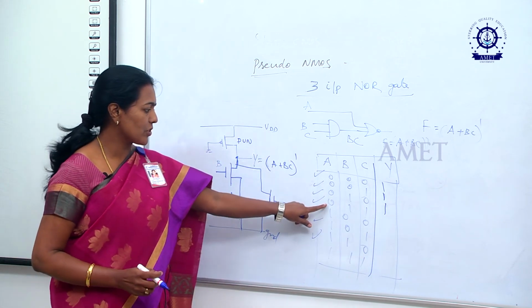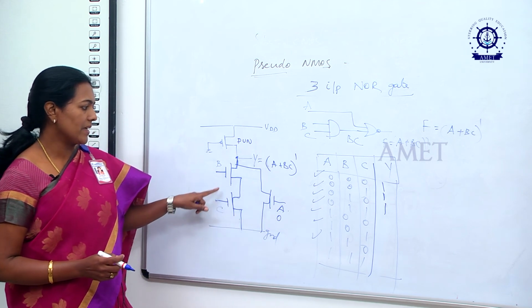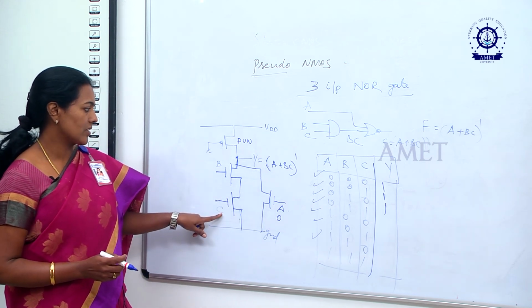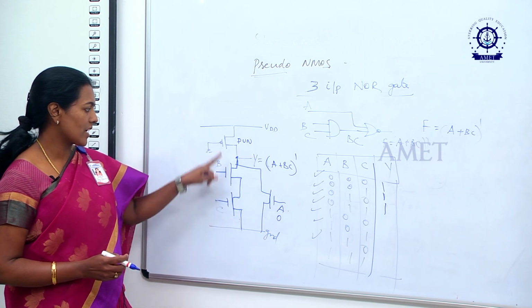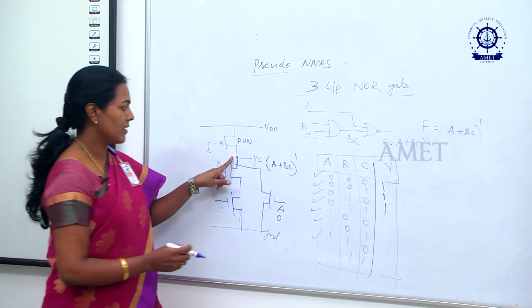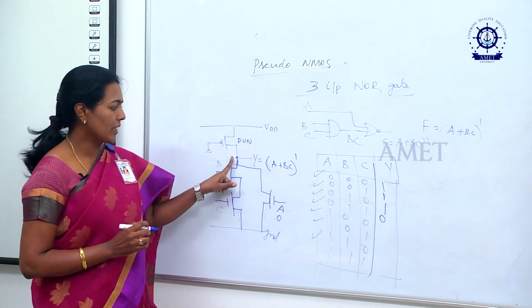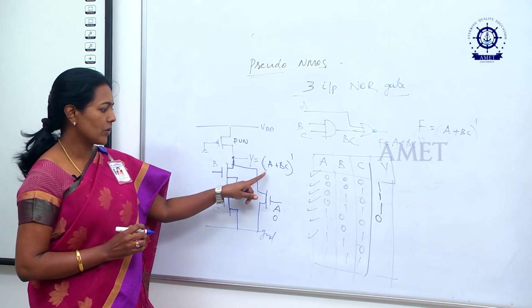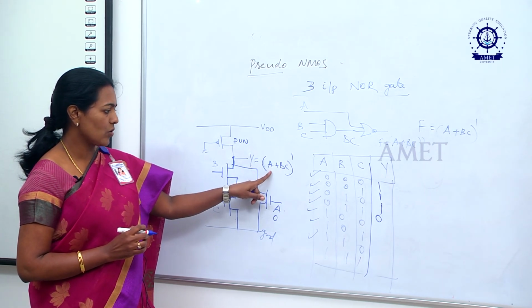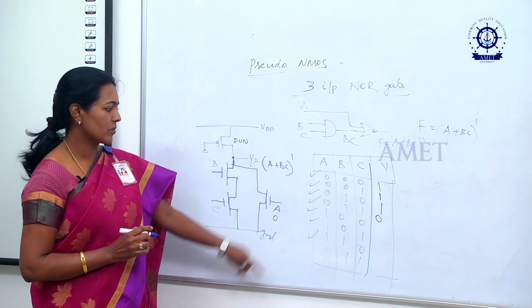And for this case, for 0, 1, 1, A is 0, this will not conduct. Look at B and C, both transistors will conduct. So the path will be established, current will be flowing through the device, so naturally you cannot take any output here. So the output will be 0. Even if you check with the expression, Y is equal to (A is 0 plus 1 dot 1, which is 1), 0 plus 1 is 1, and 1 complement is 0, which is correct.